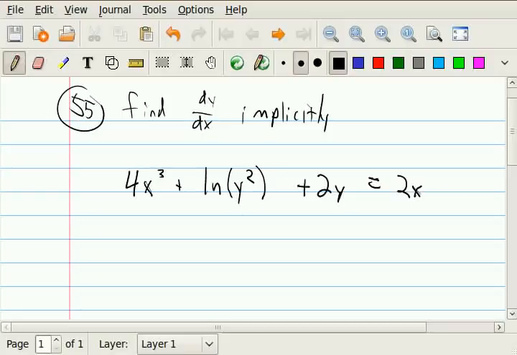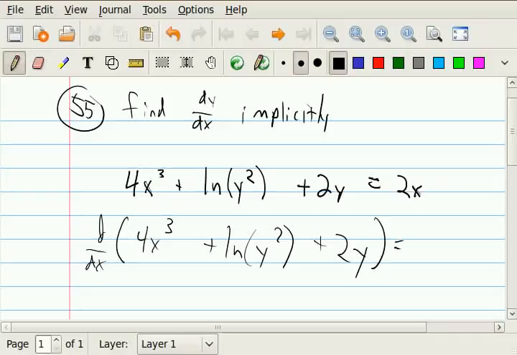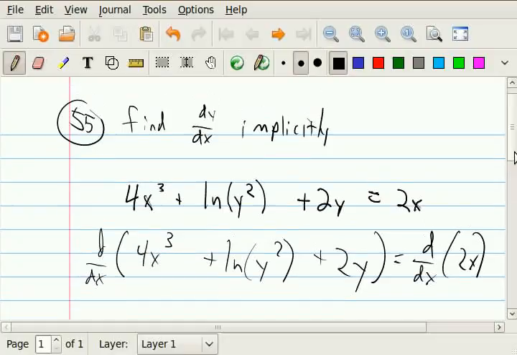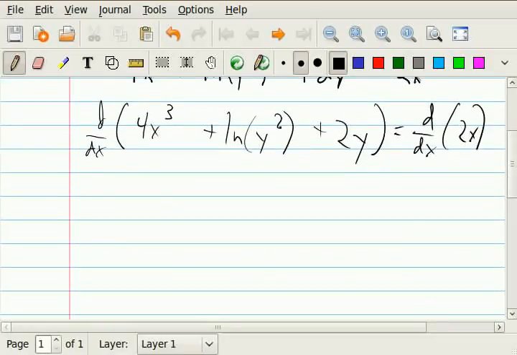And again, you remember the process, I suppose. We just did this in the last section. Take the derivative with respect to x of both sides of the equation. Okay, so 4x cubed plus natural log of y squared plus 2y. We're going to take the derivative of that, and then the derivative of 2x. So we're just taking the derivative of both sides.